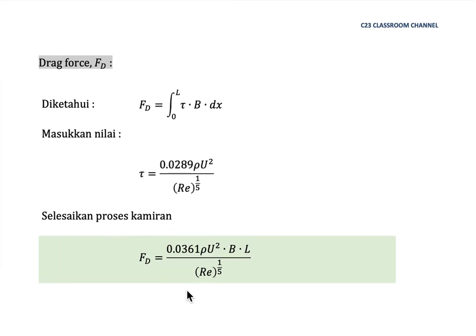And then to calculate our drag force, this is the common equation for drag force, the summation of shear stress and area. B times dx will represent the area. So we integrate from 0 to L, where L is the length of the flat plate. We substitute the value of tau from our previous calculation, and we get the drag force as this one.